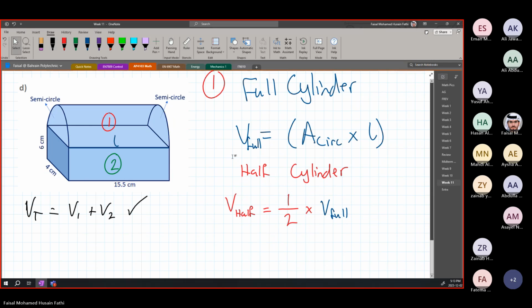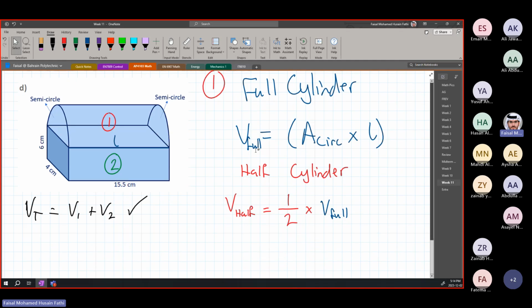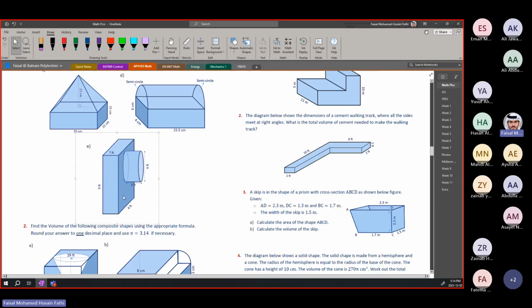Did you understand the concept of half a cylinder, what you have to do if you have a semicircular cross area? Cross-section area or surface area or whatever, you have to divide by 2. Does anyone have any questions about this point? Because I'm not going to solve it fully. Okay, good. Let's move on to the last question that you wanted me to do.